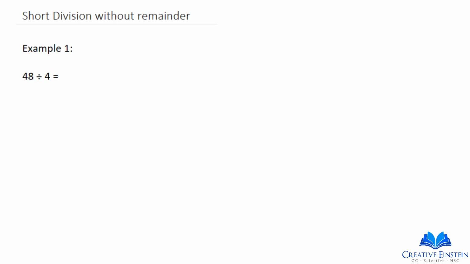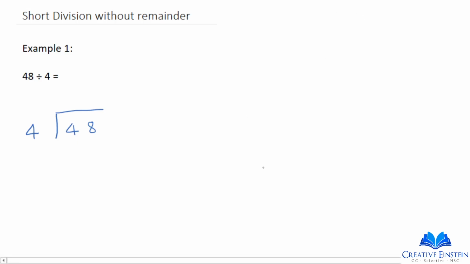Okay, so the first example that I'm going to take you through is 48 divided by 4. So we have our division algorithm, 48 divided by 4. I'm going to write all my thinking on the right side. So the first number that we're working with is the 4 in 48. So what we're going to be doing is 4 divided by 4.